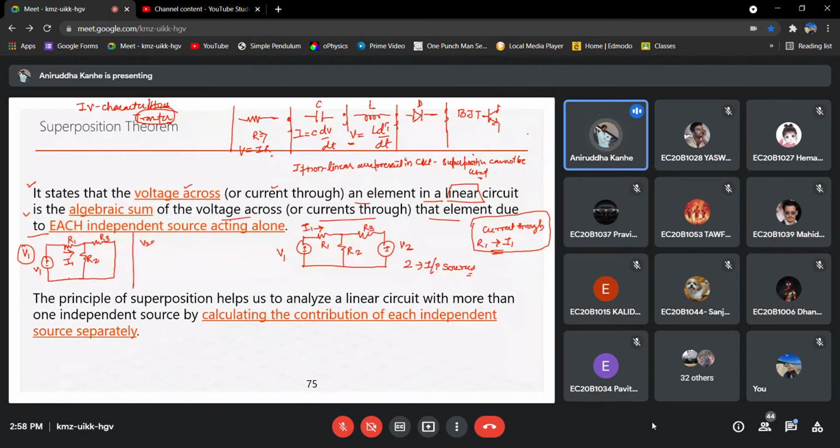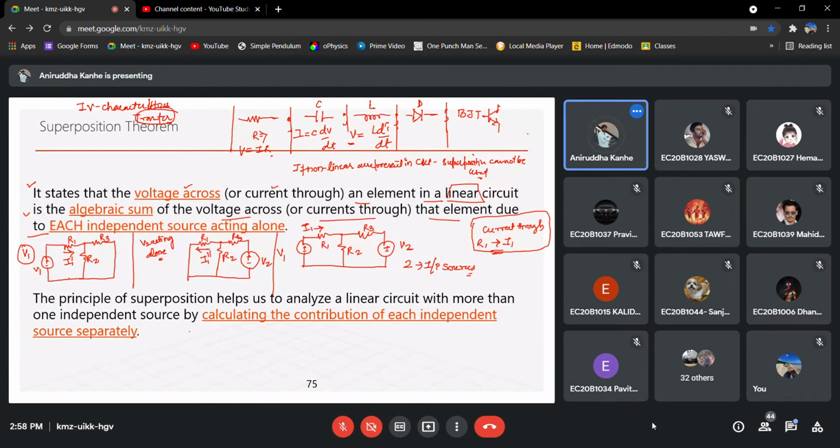And V2 acting alone, then how will the circuit look like? The circuit will look like this. That's R2 and this is R3. Let us say this is I1 dash and that's I2 double dash.